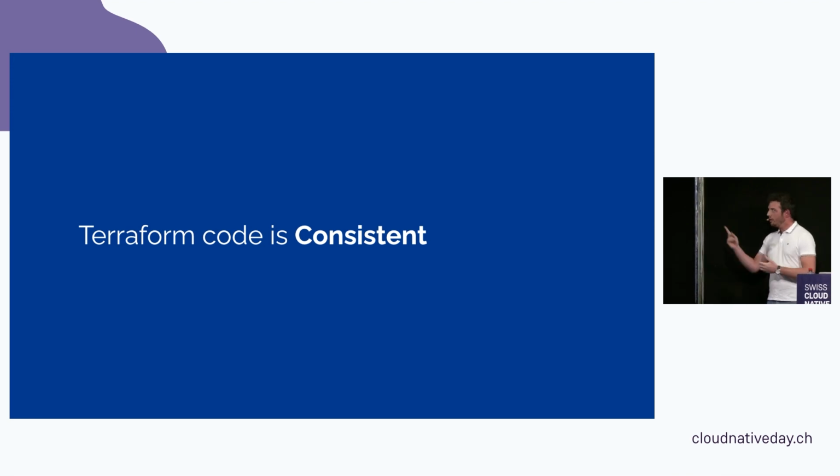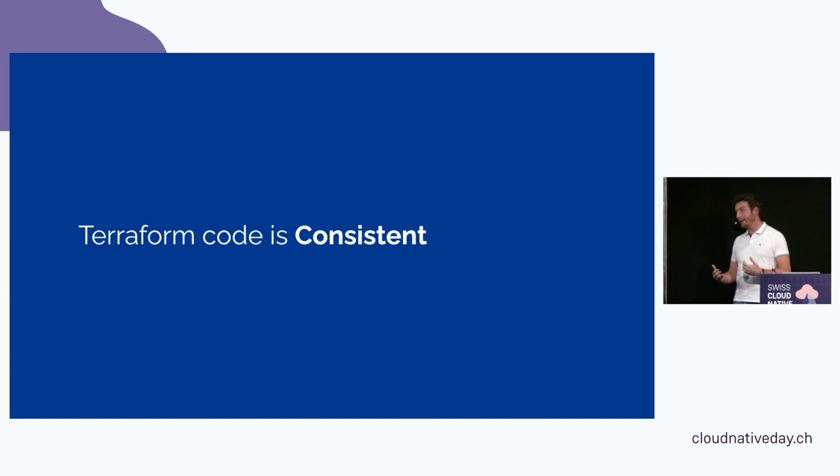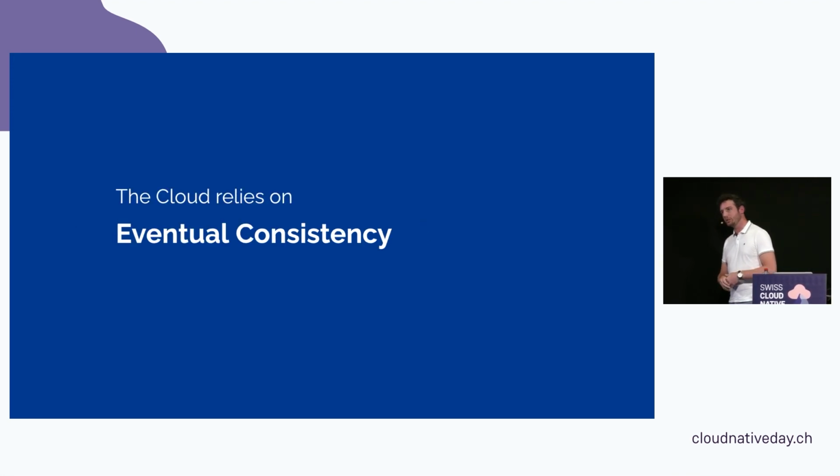So we're using code, and a tool, Terraform, that is very consistent to manage the cloud, which is, as every distributed system, eventually consistent. The cloud is not consistent per se. It's eventually consistent. Think about Kubernetes. What happens when you create a new deployment? When you do kubectl apply -f deployment.yaml? Well, kubectl returns back to you immediately, but does that mean that your application is ready to serve traffic? No.